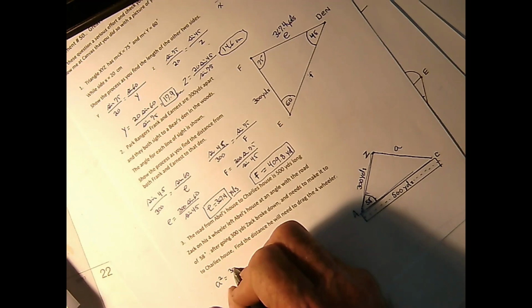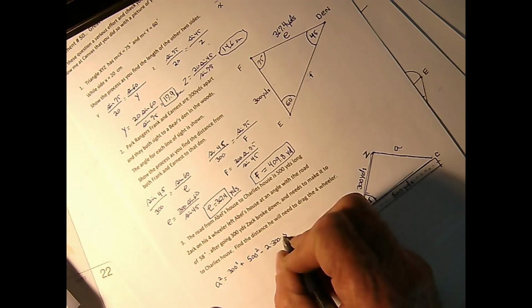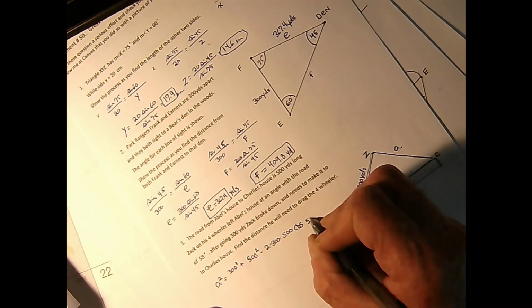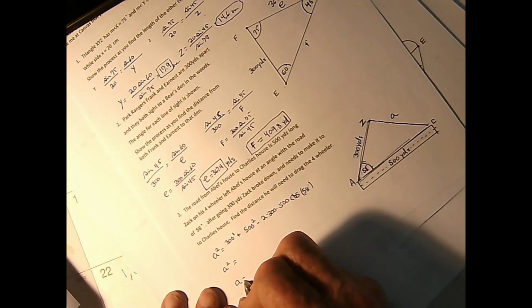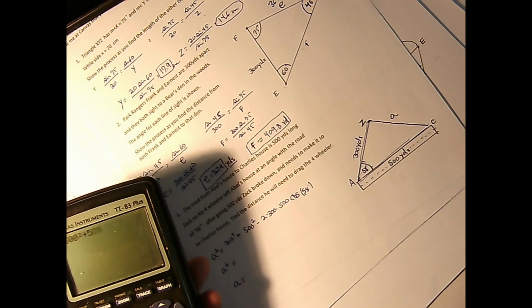300 squared plus 500 squared minus 2 times 300 times 500 times the cosine of the included angle, 58 degrees. Yeah, buddy, that's the law of cosines right there. We can get a squared out of that, which is not terribly interesting. What I really care about is just a itself. Let's hit all those buttons and see what we get. 300 squared plus 500 squared minus 2 times 300 times 500 cosine 58.